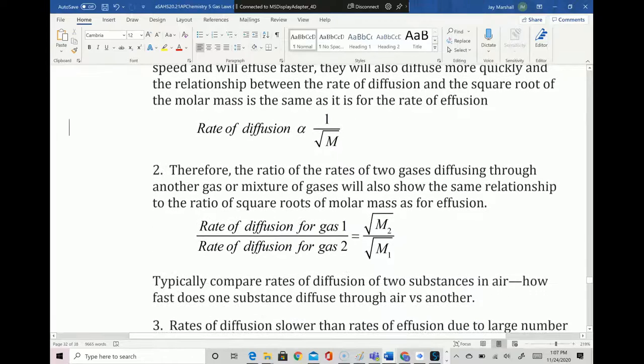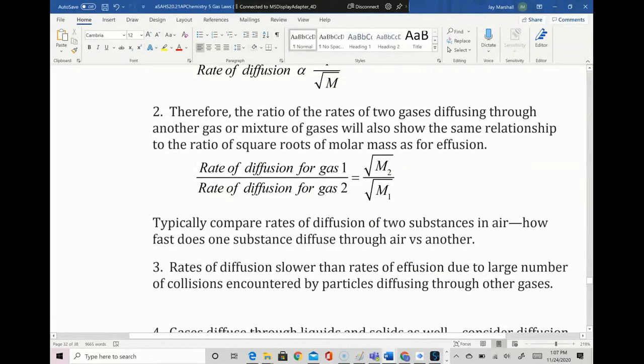Therefore, the ratio of the two gases diffusing through another gas or a mixture of gases will also show the same relationship as we saw for effusion. Okay, we typically compare rates of diffusion of two substances in air. How fast does one substance diffuse through air versus another? And this is kind of an interesting thing.